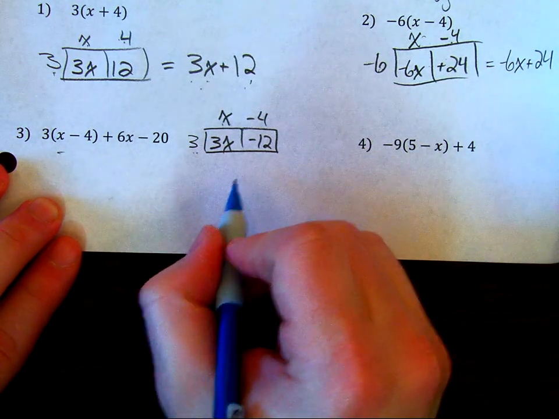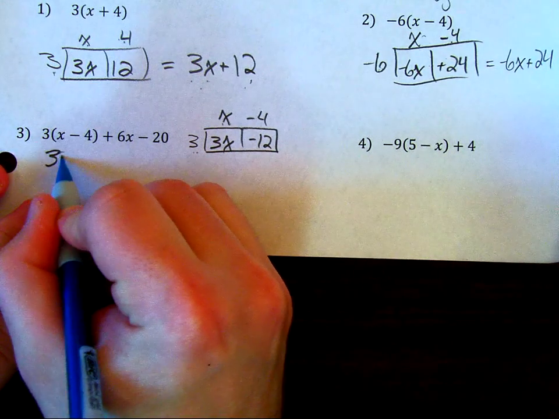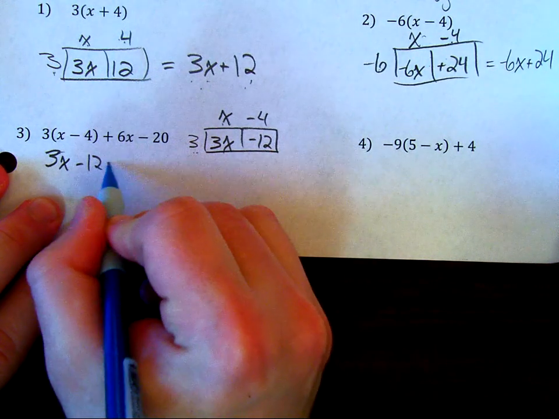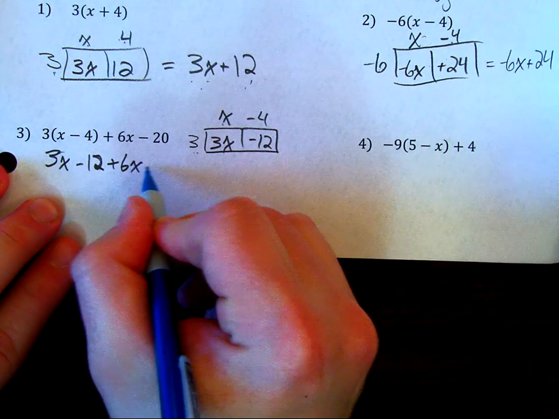If there's more to the expression, we now have to write that with that. So I'm going to have 3x minus 12. Everything else stays the same, but you do need to bring it down. So I have plus 6x minus 20.